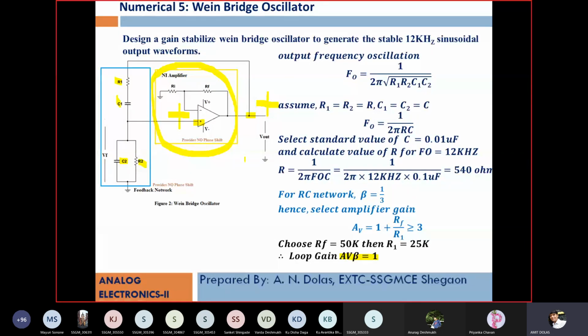So that can be easily possible. So the output formula is 1 upon twice pi under root R1, R2, C1, C2. Complete resistances and capacitances are under the root; 2 pi is outside of the root. So assuming R1, R2 equal to R, C1, C2 equal to C, the formula is simplified, that is 1 over twice pi RC. Then select one of the standard resistances.